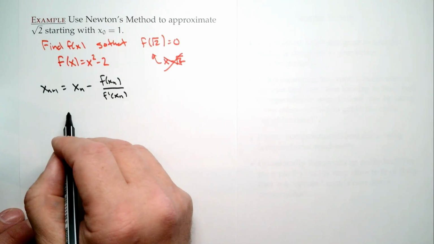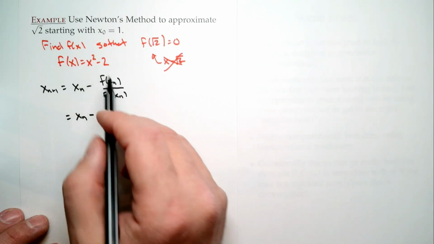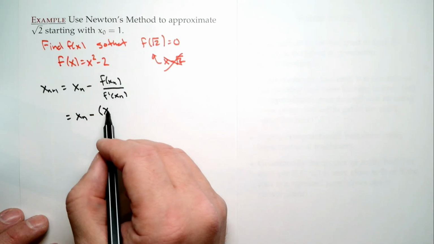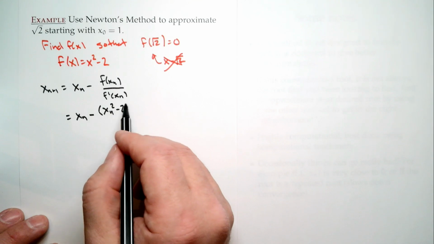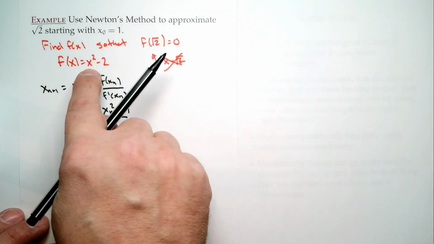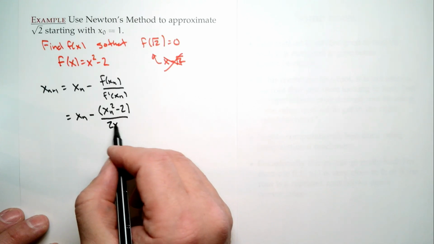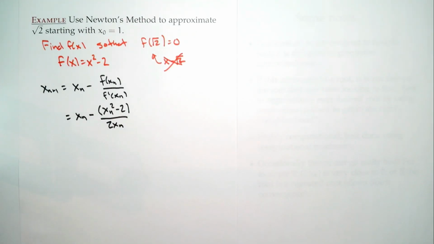Now, in our case, that would be xn minus, when we plug it in, on the top we'd have xn squared minus 2. On the bottom, what would we have? Well, derivative of f of x is 2x, so you plug in, you get 2 times xn. Now, that's perfectly fine. The other thing you could do is play around with this and clean this up.